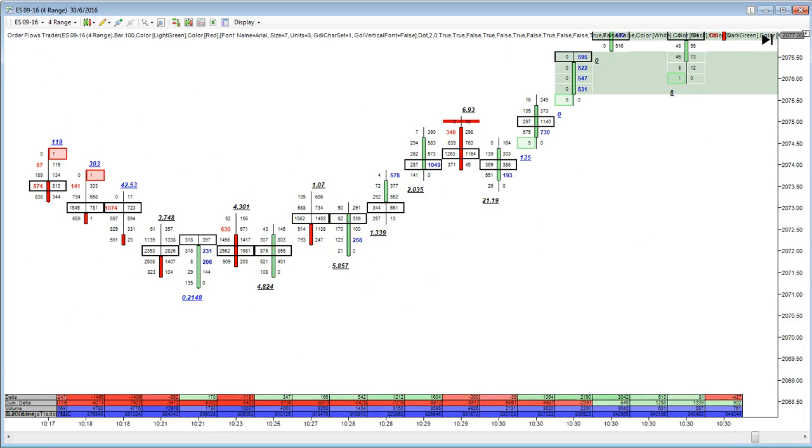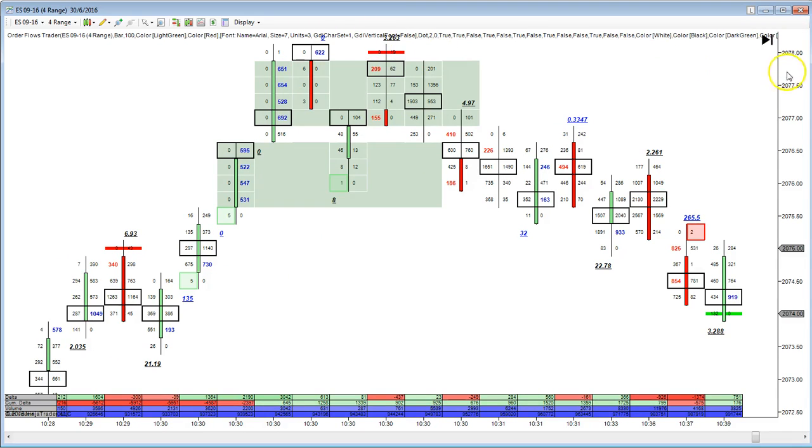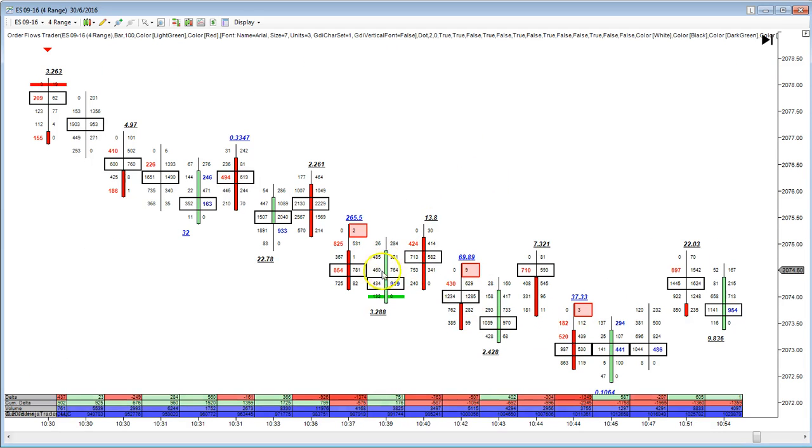What time is this? 10:30. This one failed. Okay, then you get your next signal. Boom. You're getting short at 7.5, 7, down to the 4 level, 4.5. This was a buy that failed.